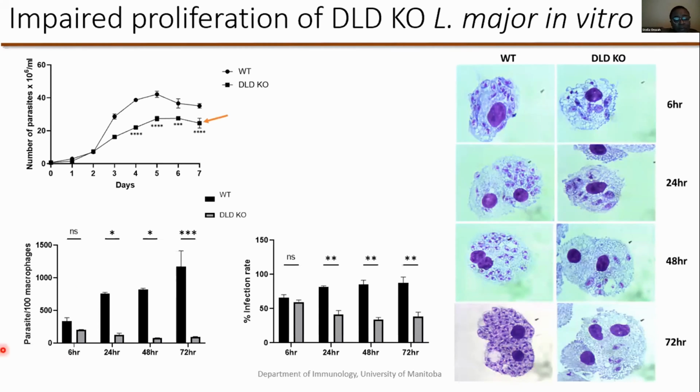Statistically, there was a significant reduction in the parasites per 100 macrophages, as well as the percentage infection rate of the knockout group compared to the wild-type group. Now, this reduction is not because the DLD knockout parasite wasn't entering the cells. As you can see, at early time points, there was no significant difference in both the parasite number or the infection rate. This suggests that DLD is a critical mitochondrial enzyme responsible for the proliferation and survival of Leishmania major in macrophages.